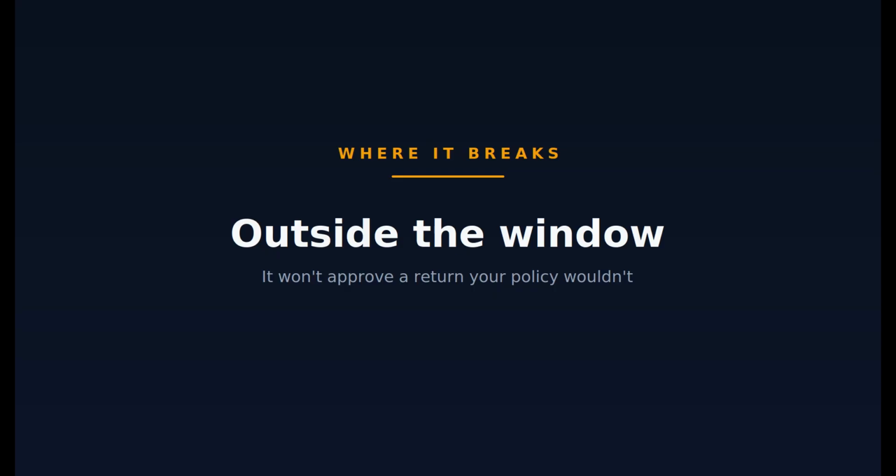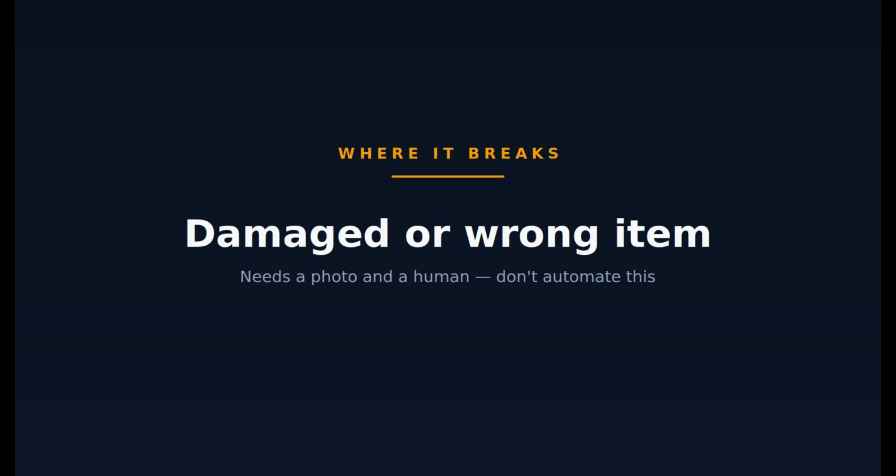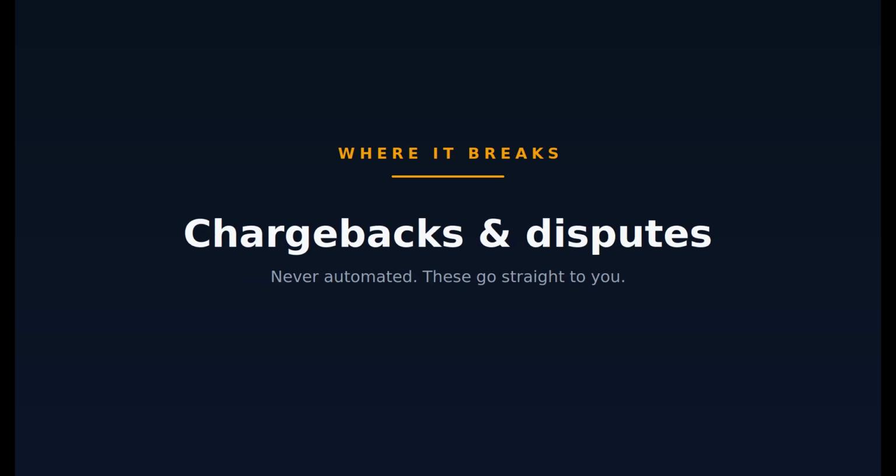I'm not going to sell you a fairy tale. Know exactly where this should stop. Outside the return window, it should not approve a late return just because someone asked. The prompt has to hold that line, and a human confirms the exceptions. Damaged or wrong items, that needs a photo and a person looking at it, not an auto reply. Chargebacks and disputes, never automate those. Route them straight to you untouched.